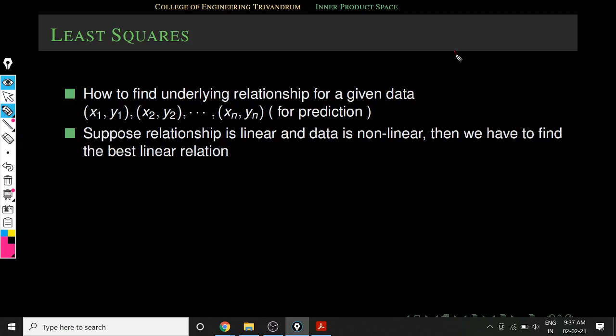So our data points are like this. Suppose these are our data points, and we have to find the best linear relation. Suppose we have to find the best linear relation for prediction. So how to find this best linear relation? Best linear means in a sense that we have to reduce the error.